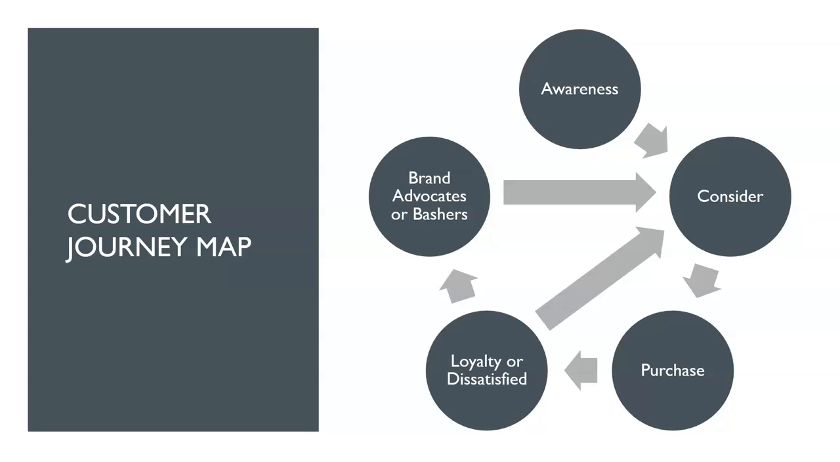Each one of these circles is going to have a different strategy, a different tactic to persuade them, to move them from one circle to the next, and your messaging to that customer should be unique. As an example, in the awareness bucket, if your customer is not yet even aware of your brand, you probably wouldn't call them a customer at that stage because they don't know you exist, but you're going to want to reach out to them.